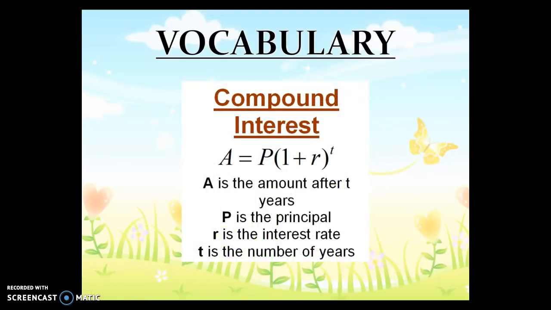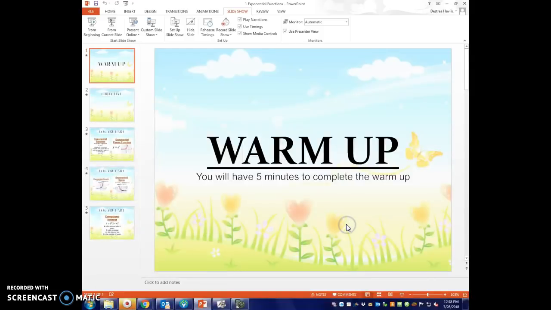Okay, compound interest, and this is super awesome. It's my favorite thing. We're going to start getting into it. A is the amount after t years. P is the amount you start with. R is the interest rate, and T is the number of years. So you get to predict how much money or how much something is worth after a certain amount of years. So that's more fun.